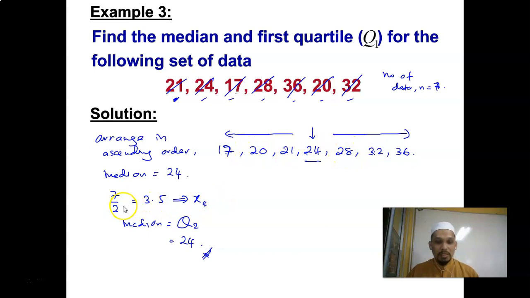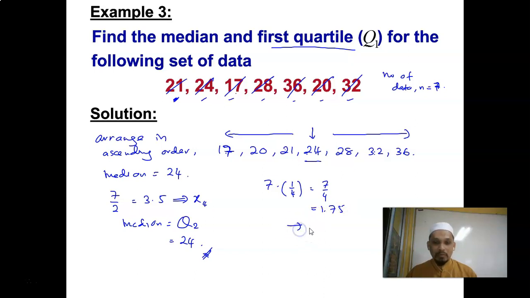It's all up to you then. But because every single solution step is a mark, I strongly suggest to all of you to write down like this. First the median and then the first quartile. So 7 multiplied with 1 over 4. 7, the number of data, multiplied with the first quartile 1 over 4, which is equal to 7 over 4, or 1.75.